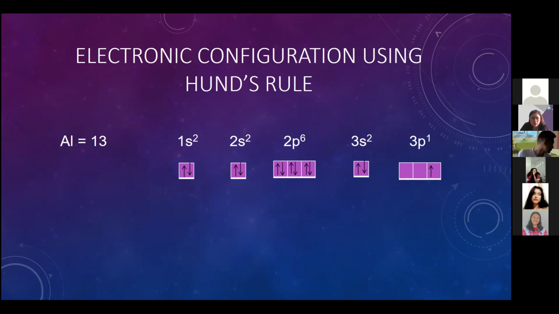But there is 1 electron left. 3p has 3 orbitals, but there is 1 electron left. Thus, you can place this 1 electron in any orbital because they have the same energy. So now we successfully configure the aluminum using Hund's rule, and that's it.